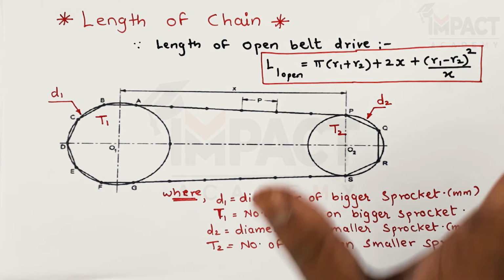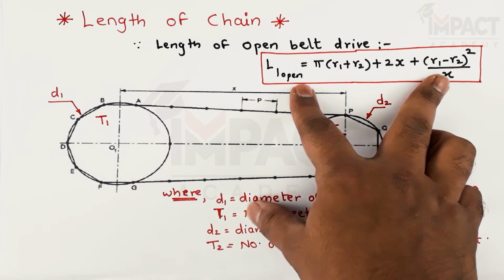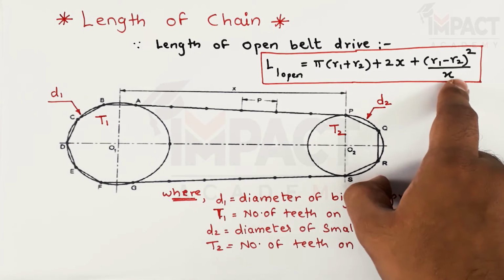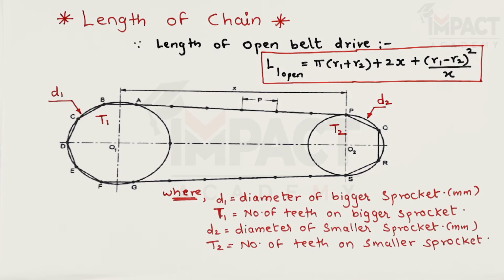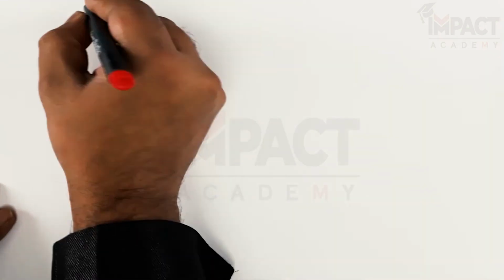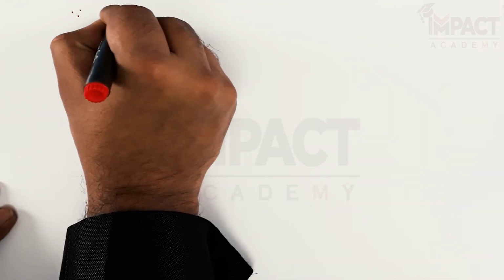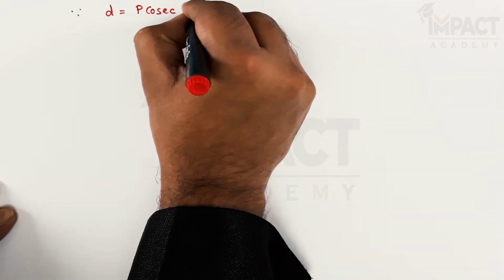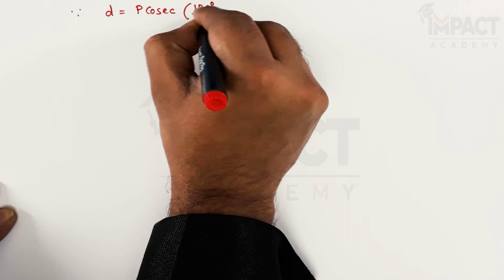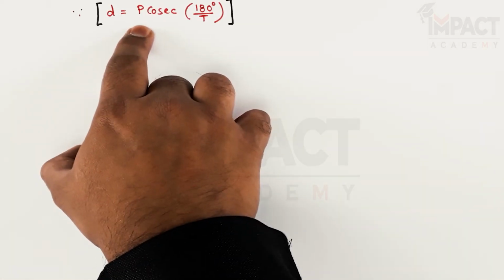Now I'll be using the same formula as in case of open belt drive, but I would be changing some terms over here. Starting with D1, I'll first be using the relation between the pitch circle diameter and the pitch. So any pitch circle diameter is given by D = P cosec(180 degree divided by T), and where this relation comes from, you all can refer to my previous video in which I have derived this relation between the pitch circle diameter and the pitch of a chain.